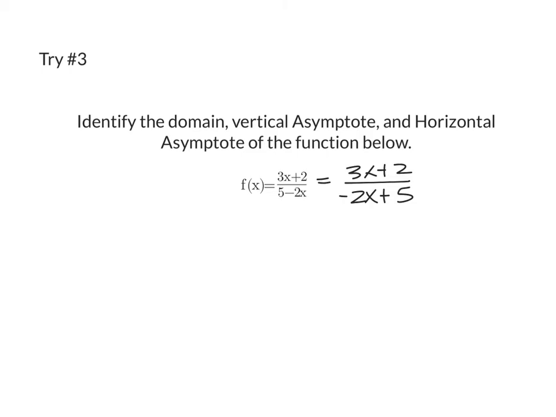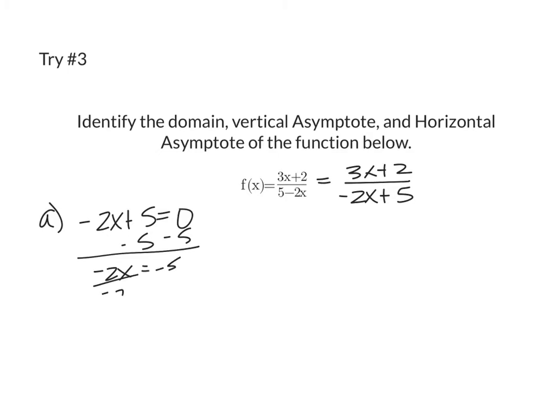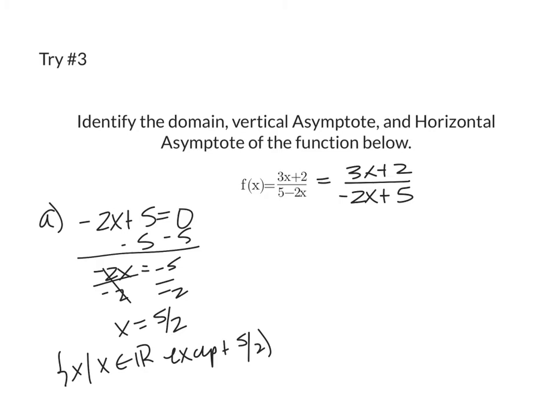Either way, for the domain, remember that means set the denominator equal to 0. So we have negative 2x plus 5 equal to 0. If I subtract 5, we have negative 2x equal to negative 5, divide by negative 2, and so we get x equal to 5/2. So what that means is that our domain is x such that x is all real numbers except 5/2.